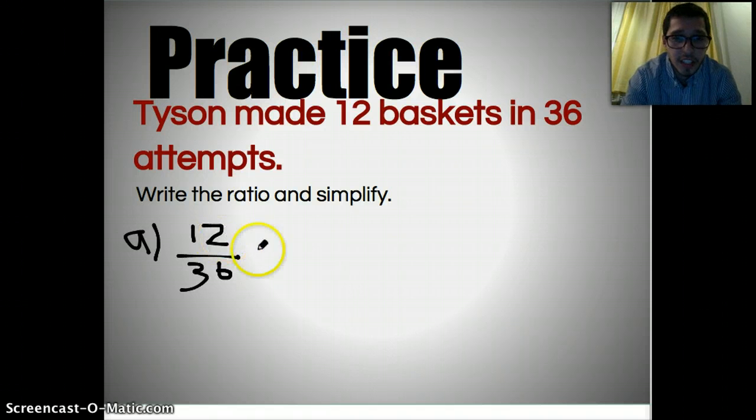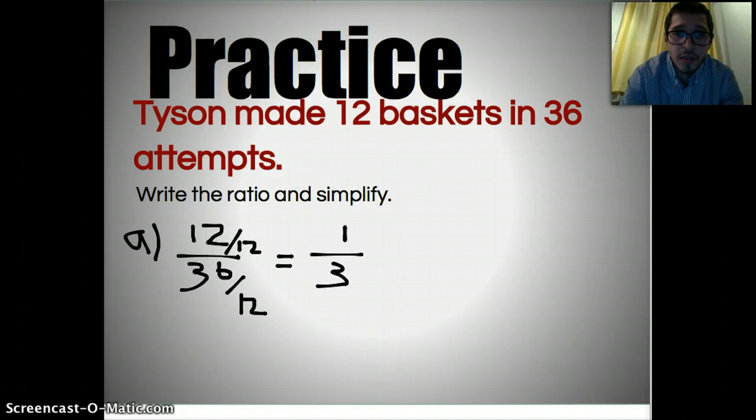So I'm noticing that 12 can go into itself once, and it also goes into 36. So I'm going to divide both of these by 12. So it simplifies to 1 over 3. So what does this mean? This means that for every 3 shots, Tyson will make 1 basket.